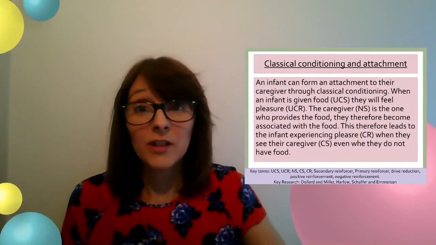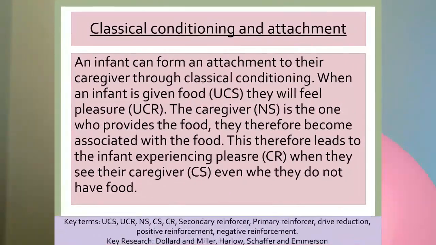So I'll go into classical conditioning in a bit more detail here. So an infant forms an attachment to their caregiver through classical conditioning. When an infant is given food, which is an unconditioned stimulus, they feel pleasure, which is an unconditioned response. The caregiver is a neutral stimulus and they're the one who provides the food. So eventually, with several pairings, that caregiver will be associated with the food, and therefore when the infant sees the caregiver, who becomes the conditioned stimulus, they will experience pleasure, which is a conditioned response.